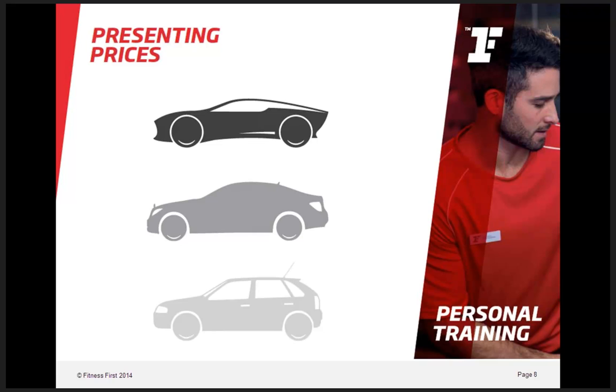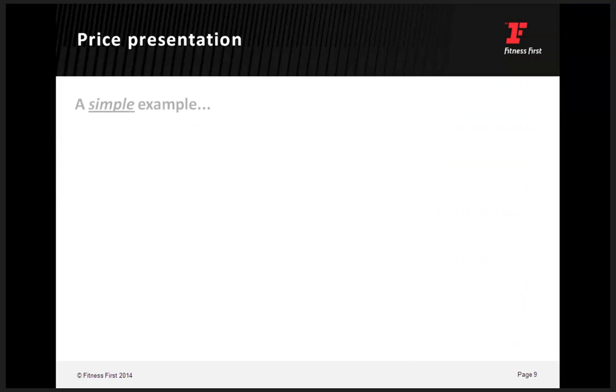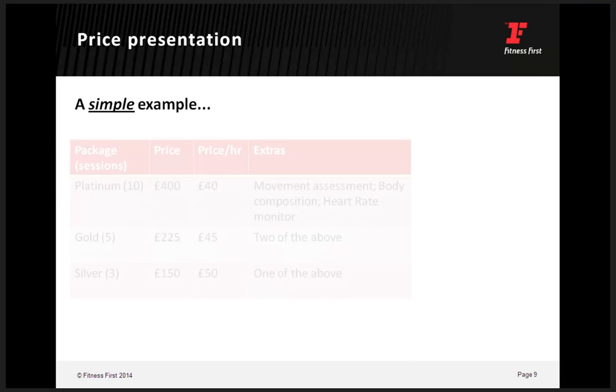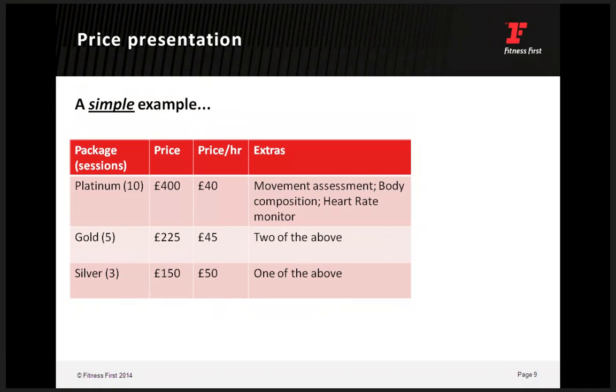Okay, we'll go on to the next slide just to see what that looks like in our world. Here's a simple example. Here's my price presentation, and it's very, very simple, and this is kind of one of the acid tests of it. I've got packages down the left-hand side, which is the number of sessions. I've got a price on the second column, a price per hour on the third column, and any other additional extras that I can offer the member as an incentive. Note that I'm going to start at the top with platinum, and I'm going to go for 10.